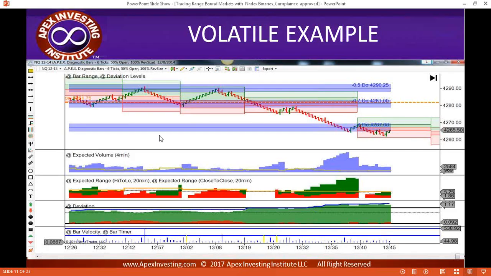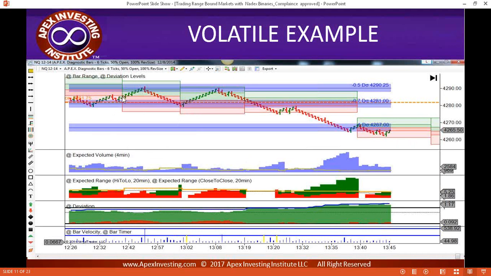Now let me show you real quick an example. This is one of the charts we use over at Apex. Don't let it overwhelm you. I just want to show you a couple quick things here. This is a volatile day. Notice these boxes on our chart. These are what we call our expected move, our expected range. Down from the times, these are like 20-minute boxes, like let's say you're trading 20-minute binaries, for example.